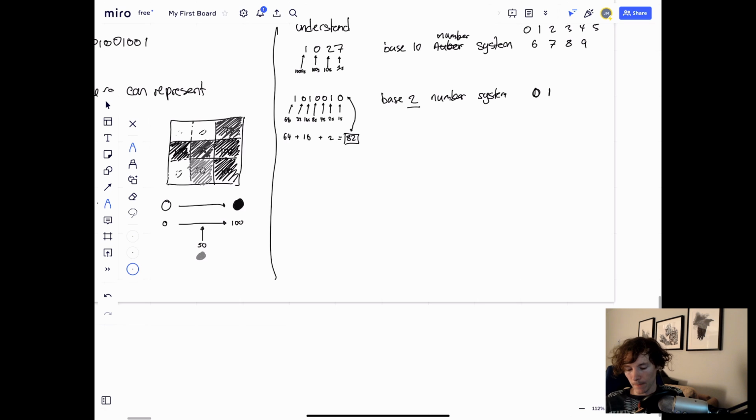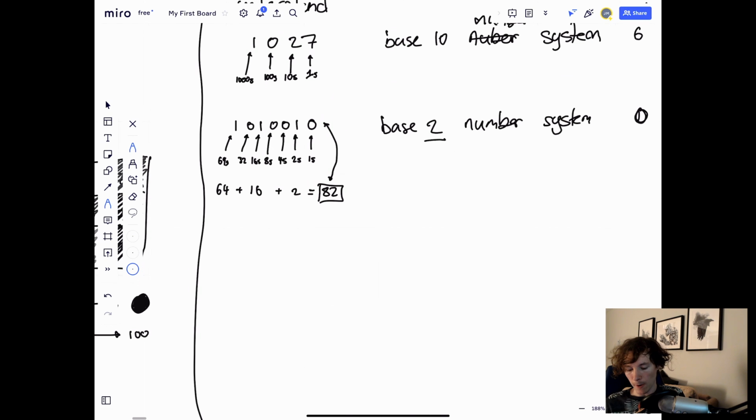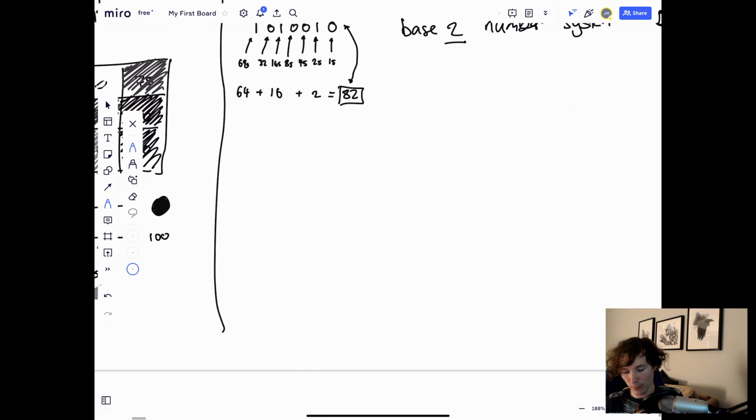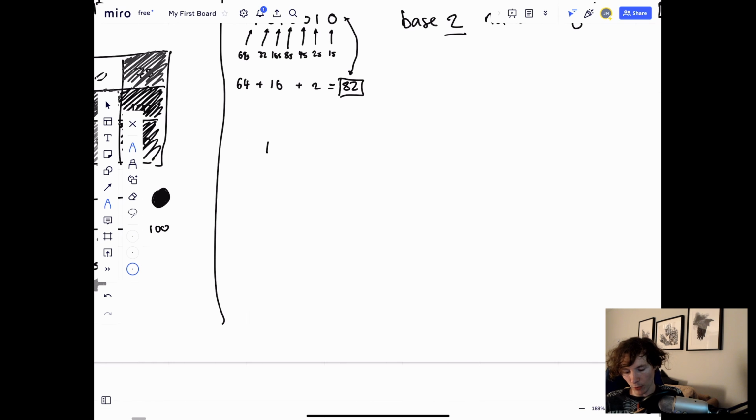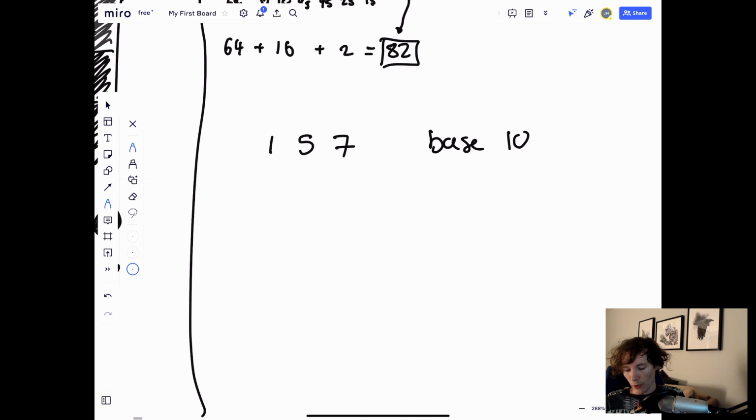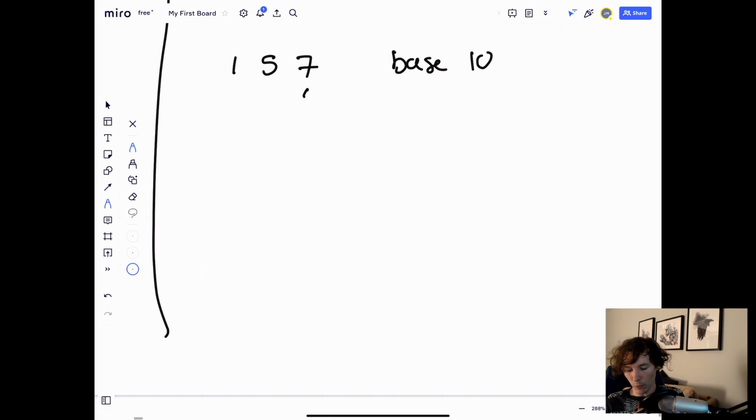Like I said before, we can apply that exact same concept to figuring out what a decimal number is. So, let's take the number 157 that is in base 10. In the number system we understand, all you have to do is this. This is the number of ones.